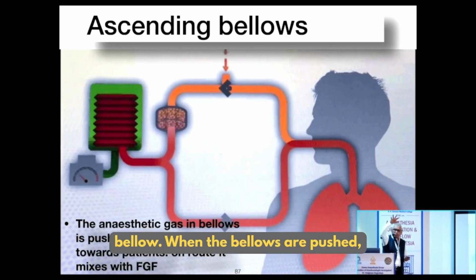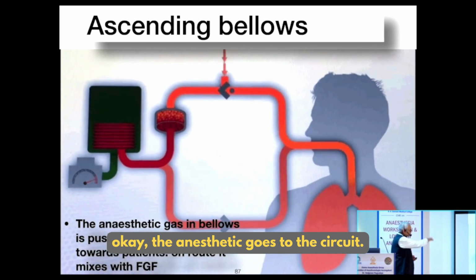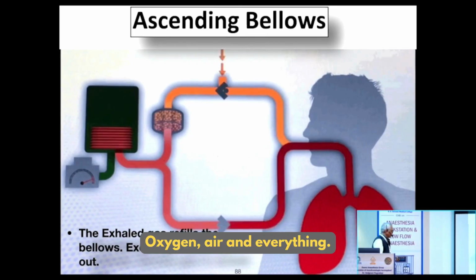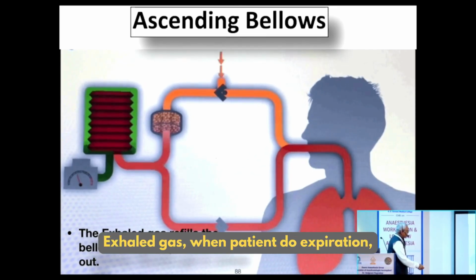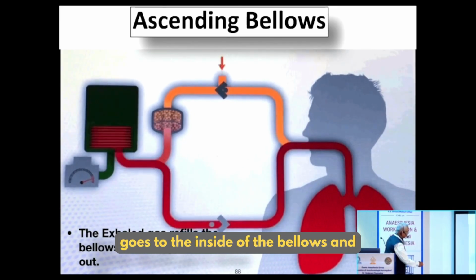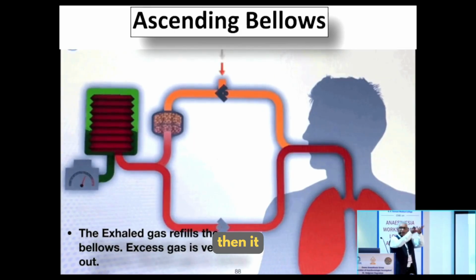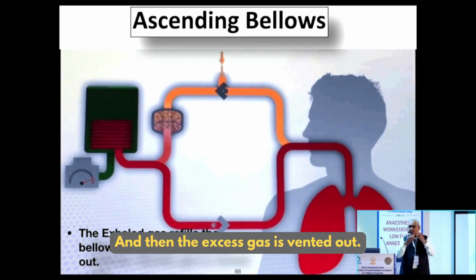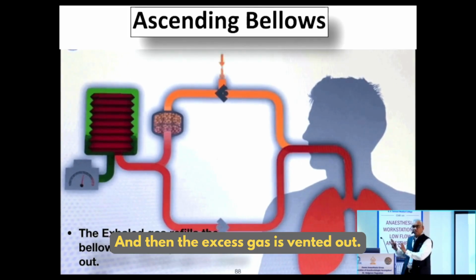When the bellows are pushed, the anesthetic, oxygen, air and everything goes to the circuit. Exhaled gas, when the patient exhales, goes to the inside of the bellows and then it inflates or refills the bellows. And then the excess gas is vented out.